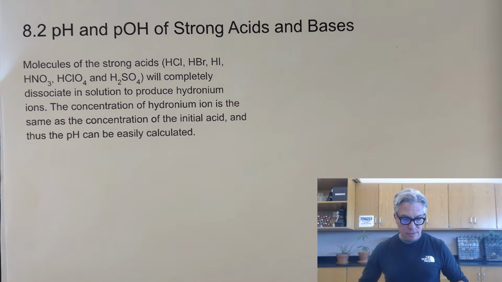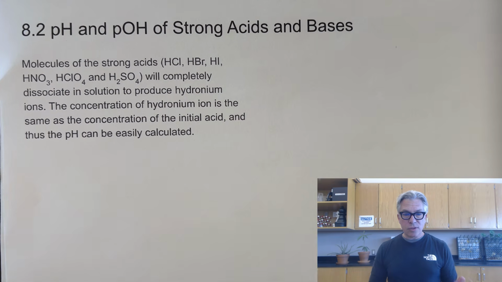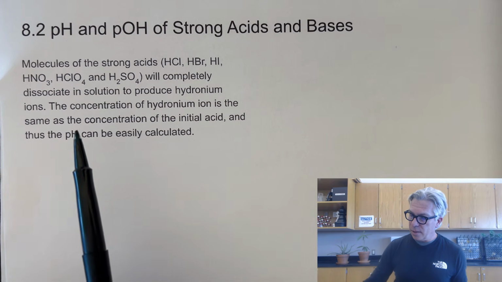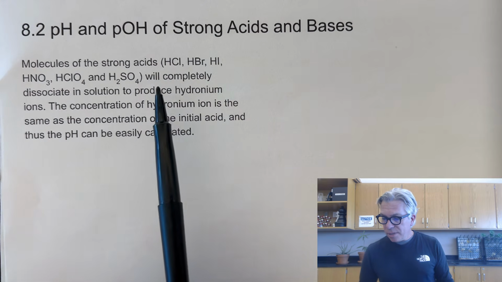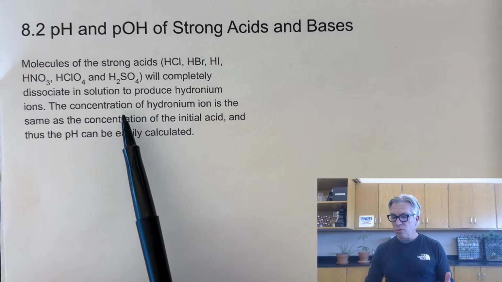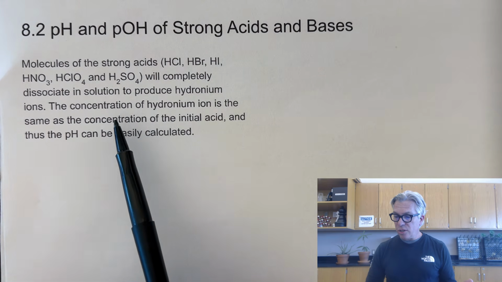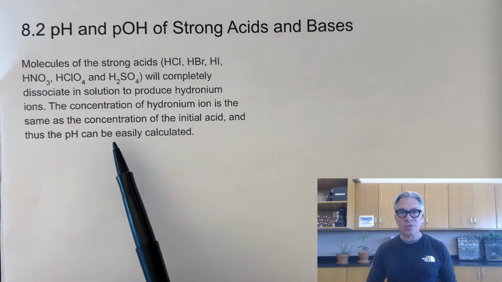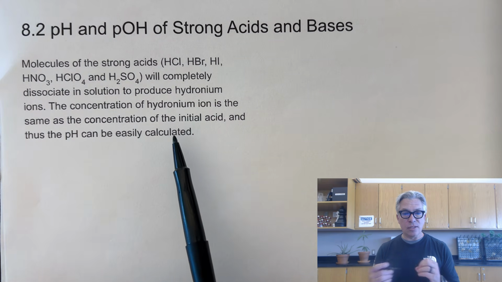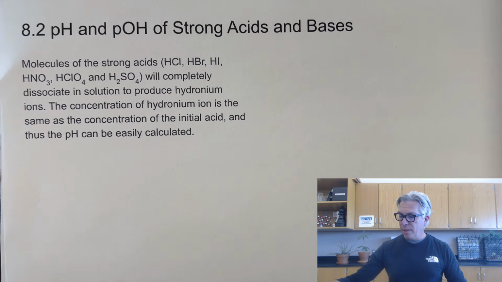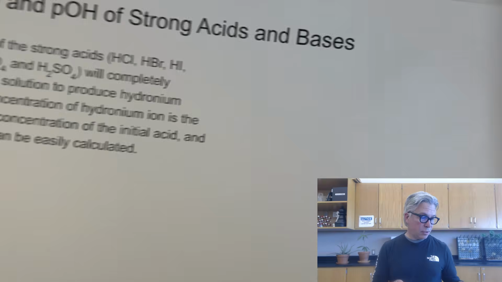Okay, we're going to head into 8.2, the pH and pOH of strong acids and bases. So molecules of the strong acids, we're going to start with those. These guys, these 6, will completely dissociate in solution to produce hydronium ions. The concentration of hydronium ion is the same as the concentration of the initial acid because they dissociate completely, and thus the pH can be easily calculated. I'm going to show you a couple examples, and we'll have a pause the video mode.